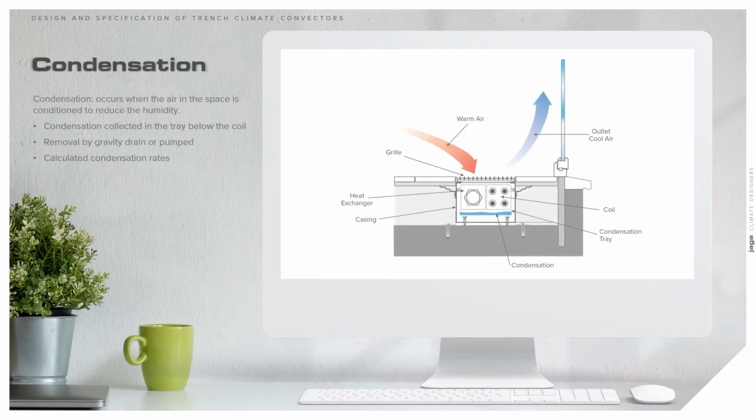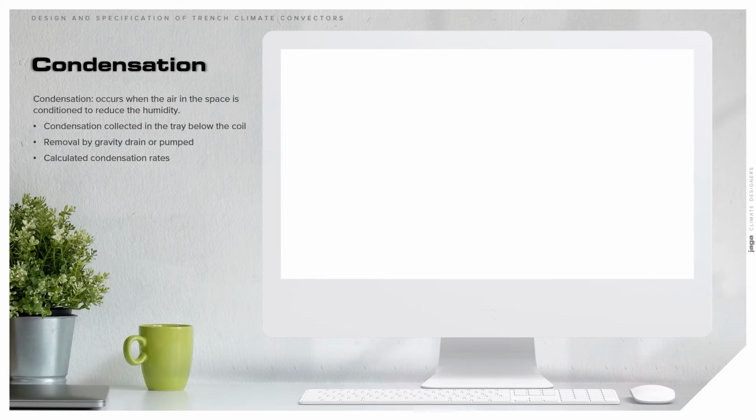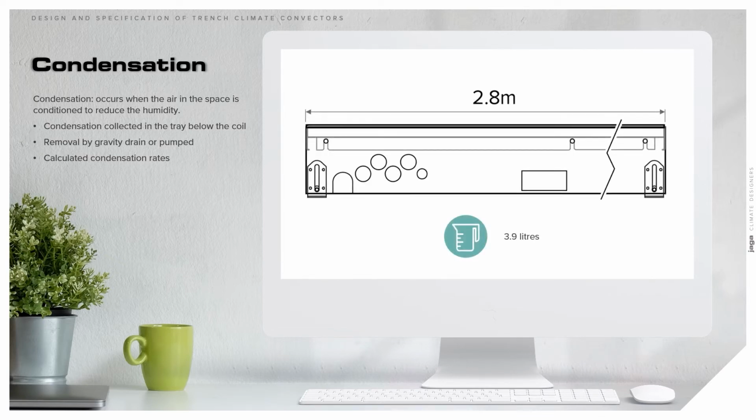We've already talked about latent cooling being the removal of humidity in the air. Condensation occurs when the air in the space is conditioned to reduce the humidity. This is latent cooling. Water is drawn out of the airstream as it passes across the coil. Condensate is collected in the condensate tray fitted below the coil. Removal of the condensate can be by gravity drain or by a pumped system to a discharge or collection point. It's important that condensation rates are calculated to ensure proper drainage. Based on the 2.8 meter unit selected in this example, 3.9 liters an hour of condensate will form.